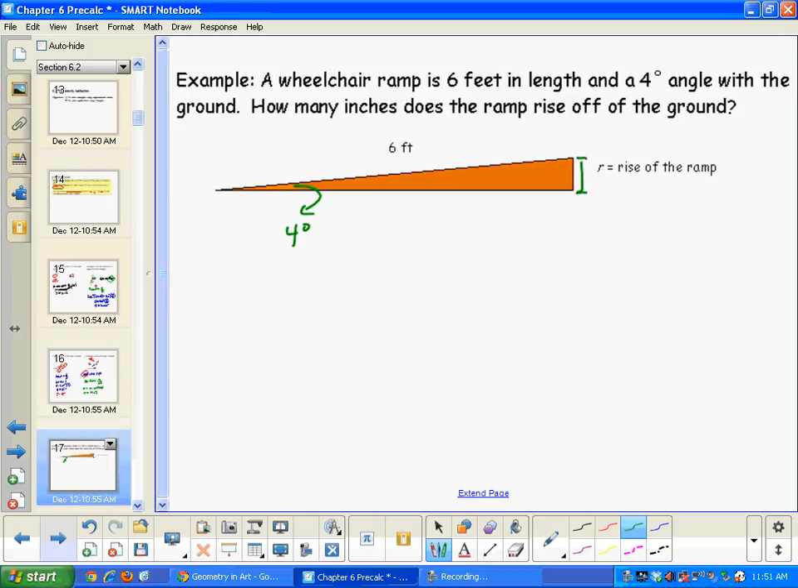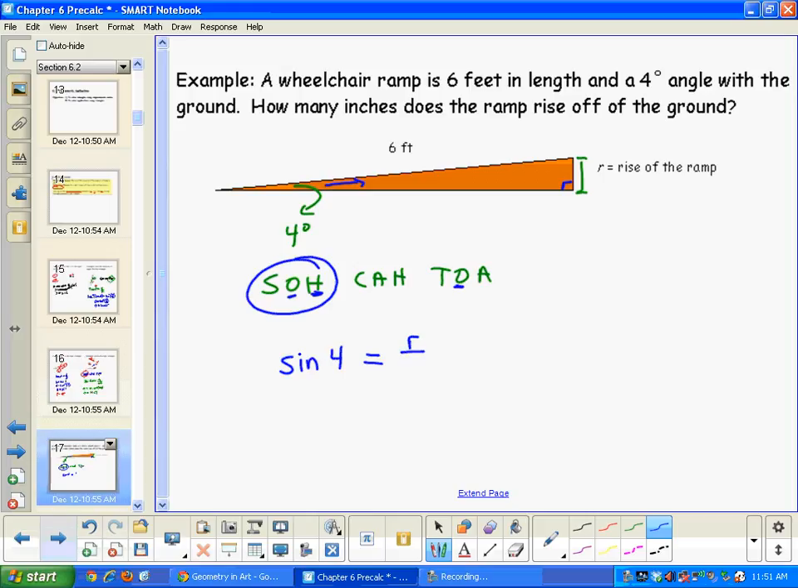Okay, so we know we can use trig for this, and let's just go through and figure out which one we can use. We're trying to find R, the rise, and from our 4-degree angle, that's going to be my opposite. And 6 feet, since this is a right angle, is going to be my hypotenuse. So that tells me I'm going to use the sine. So I can say the sine of my 4-degree angle is going to be the opposite, which is the R that we're looking for, over the hypotenuse, which is 6.